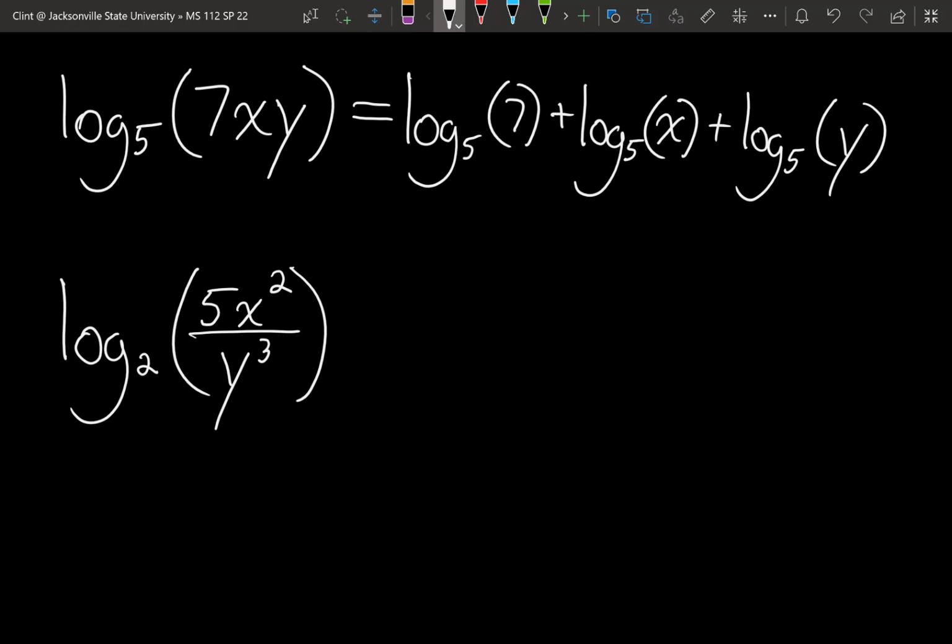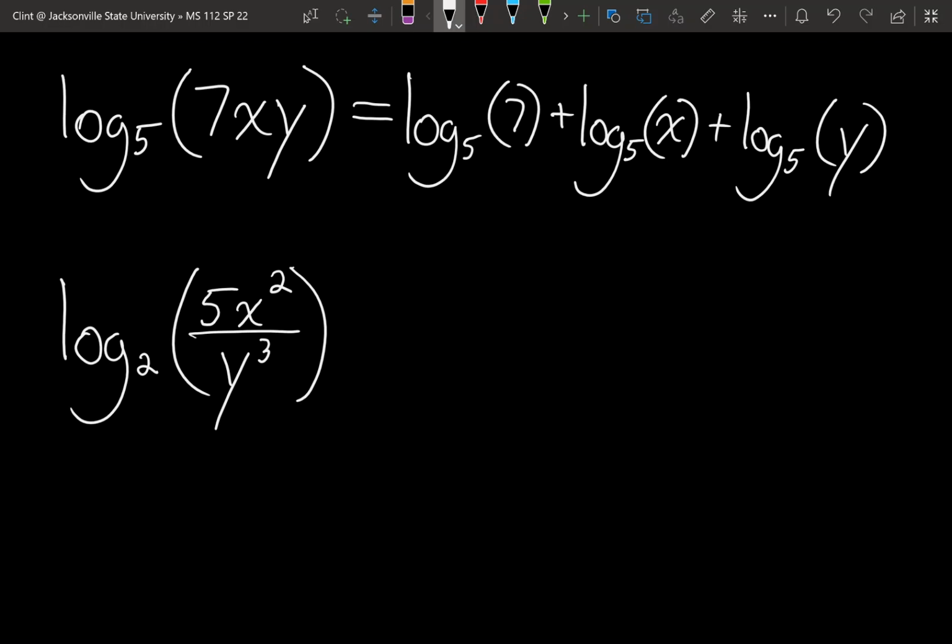Okay. So we've got 3 things inside of our logarithm. We've got a 5, and then we've got an x squared, and then we've got a y to the third, y cubed. So we should hope we end up with 3 logarithms after we split this thing up.